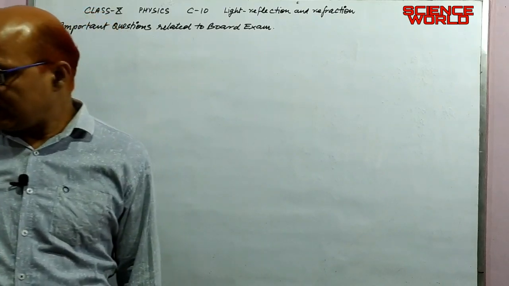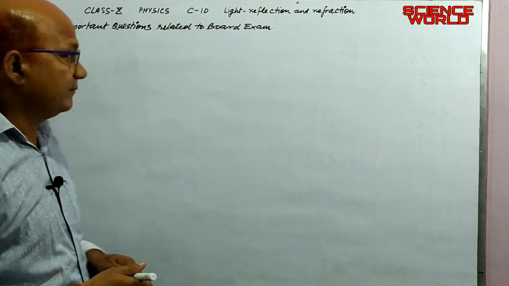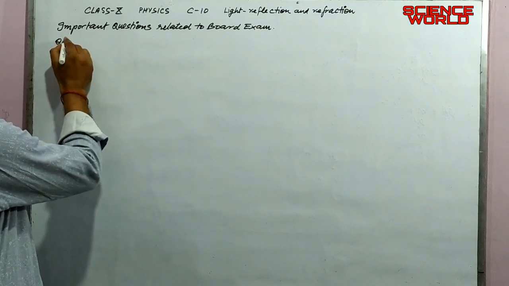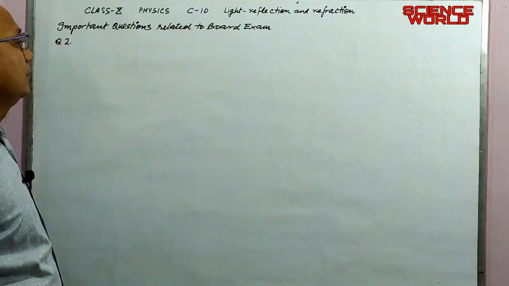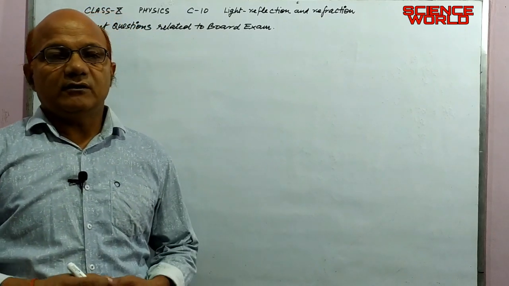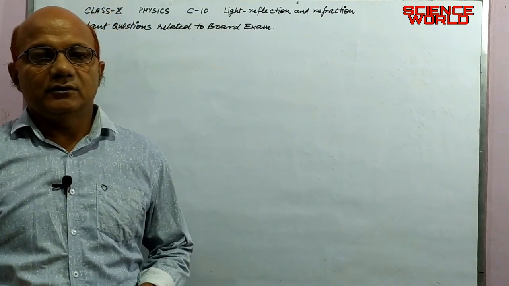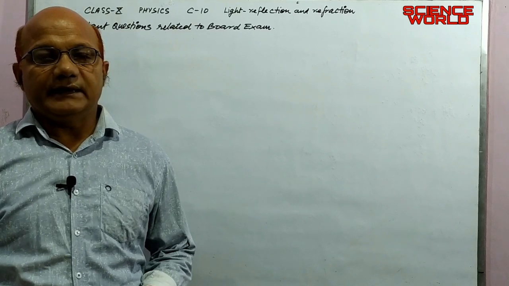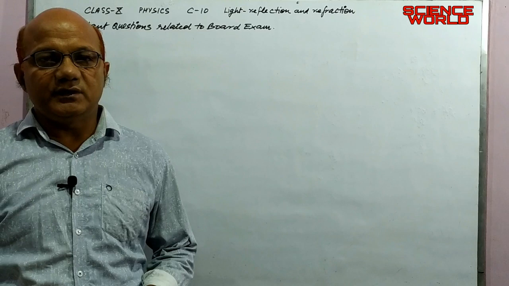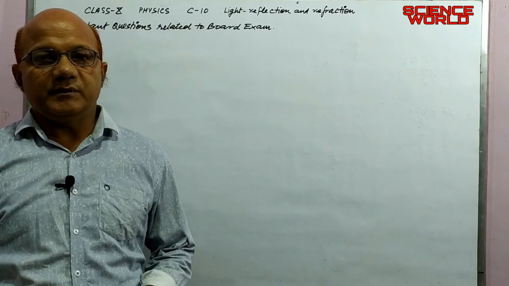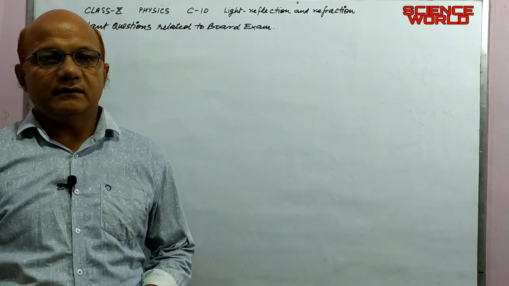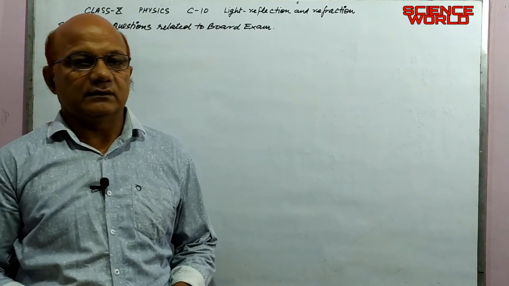Now next question, question number 2. The speed of light in water is 2.25 into 10 to the power 8 meter per second. If the speed of light in vacuum is 3 into 10 to the power 8 meter per second, calculate refractive index of water.